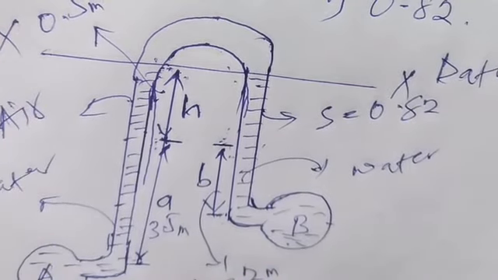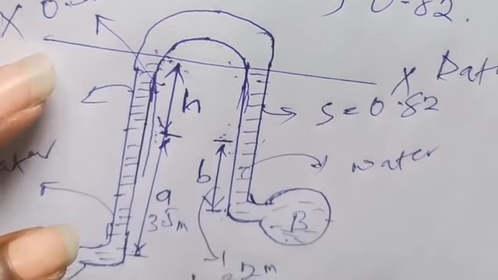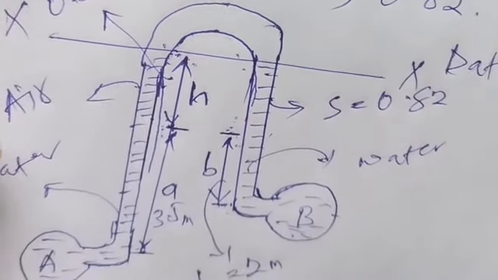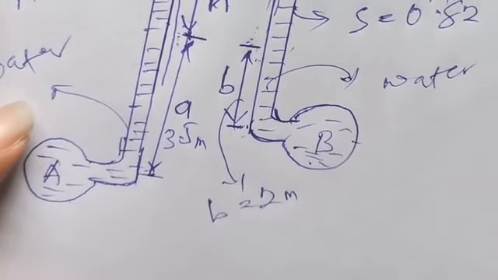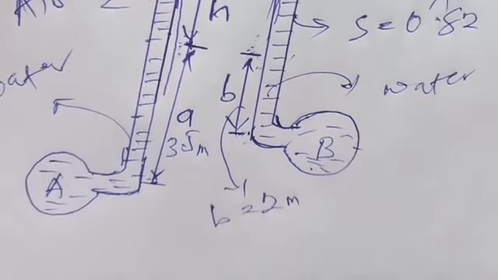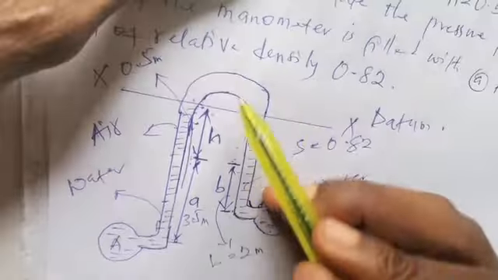First thing to consider is that this is an inverted U-tube manometer. Since it is an inverted U-tube manometer, it means you're going to be adding negatively and not positively. All right, so let's consider this question now. We want to actually analyze this question. The first thing to do is what?